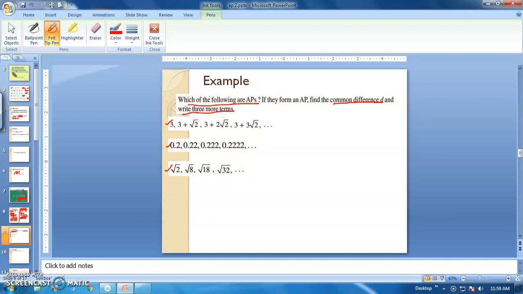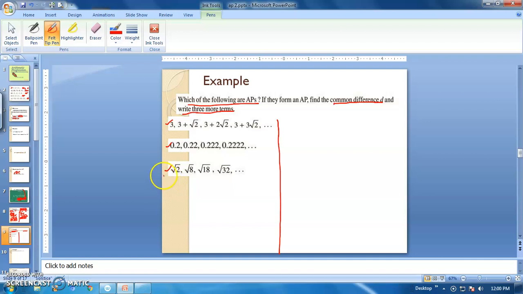With the 3 subdivisions, first we are going to check whether they are AP or not. And second, if they form an AP, they are asking to find the common difference and also the next 3 terms. Now we are going to check one by one.